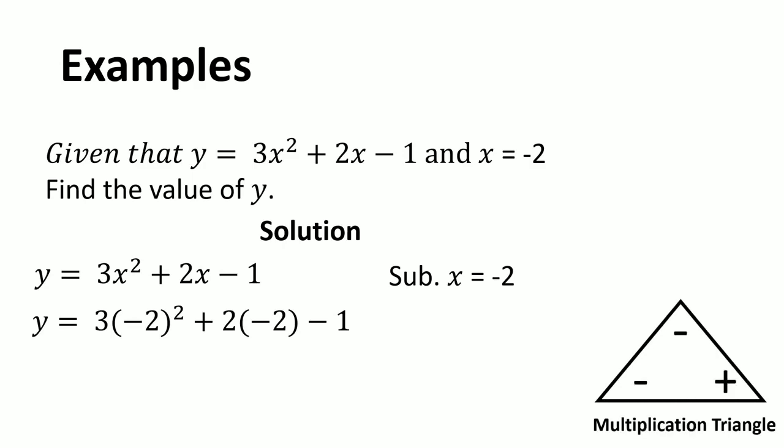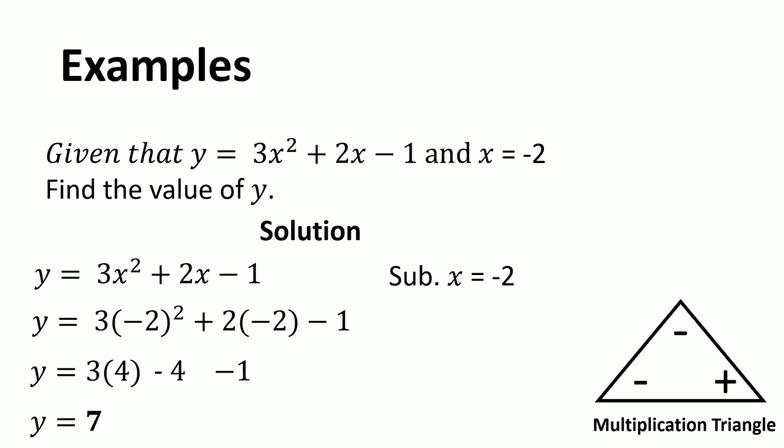Using our multiplication triangle, recall that when we multiply two negatives, that is to say, negative 2 times negative 2, it is equivalent to positive 4. So 3 times negative 2 all squared would be equivalent to 3 times 4. And for 2 times negative 2, we are multiplying a positive by a negative, and when we multiply a positive by a negative, we will get a negative. And 2 times 2 is equivalent to 4, so that 2 times negative 2 is negative 4. Minus 1 stays as is. When we evaluate this, we will have y equals 7.